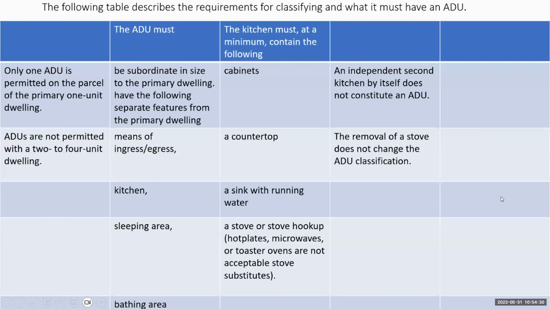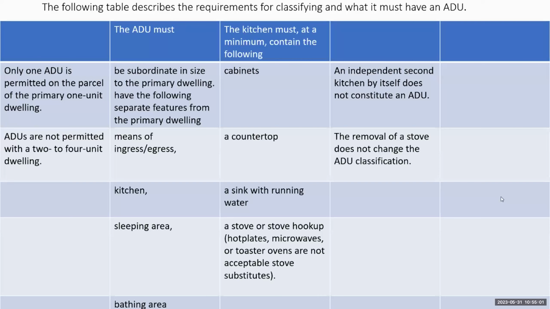So the following table describes the requirements for classifying what must be an ADU. Only one ADU is permitted per parcel with a primary one-unit dwelling. More ADUs are permitted with two to four unit dwellings. The ADU must be supported in size to the primary dwelling and have the following separate features from the primary dwelling: means of ingress or egress, kitchen, sleeping area, bathing area.